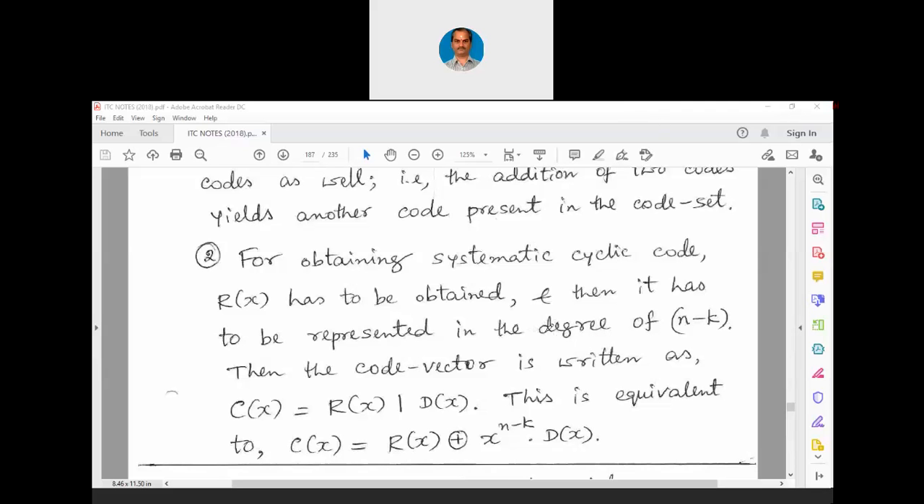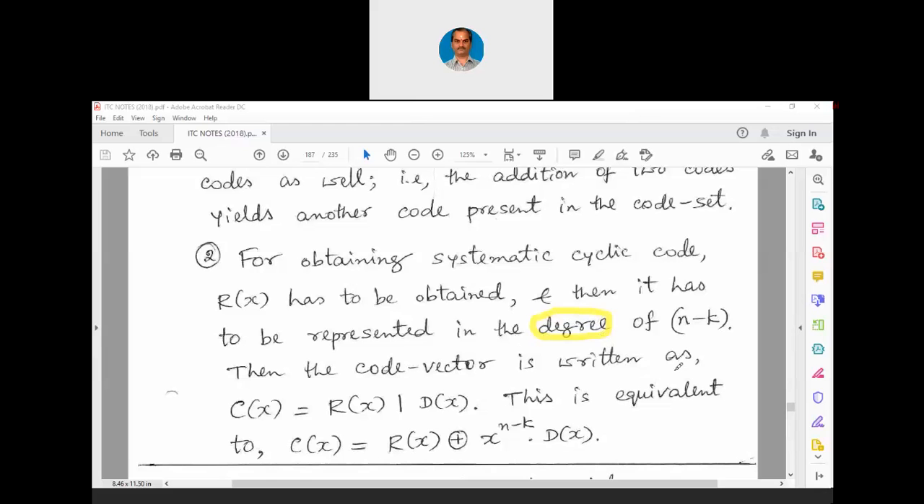Instead of the degree, this is now the number of terms in the remainder polynomial. Degree is 1 plus x square plus x cube. That becomes n minus k minus 1 only. So while writing notes, I might have done an oversight when I wrote degree here. This is not a degree, this is the number of terms.